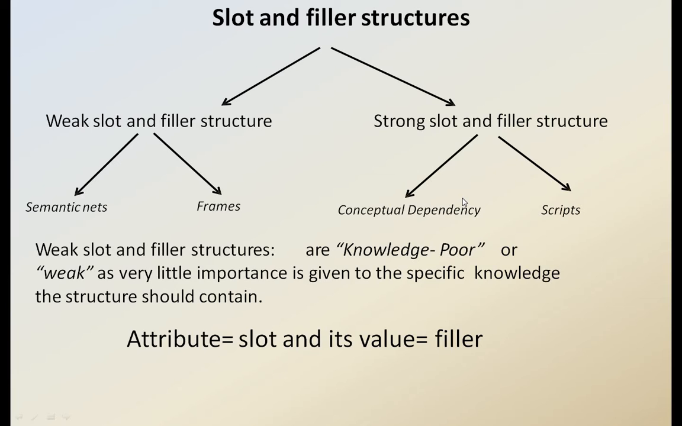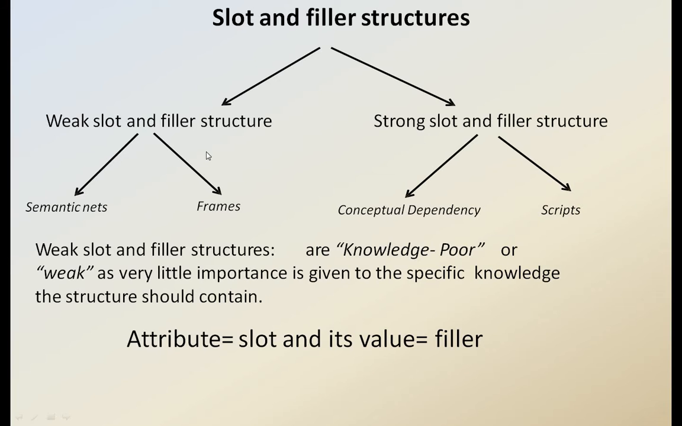First, we give the introduction of the weak slot filler structures. So why is the name given as weak slot and filler structures? Normally, the name weak represents poor knowledge, or very little importance is given to the knowledge or the structure that it should have. Whereas the strong slot filler structure has strong knowledge, and very high importance is given to how the specific knowledge is going to be represented. So that's why there is high representation of the specific knowledge in the strong slot filler structures.